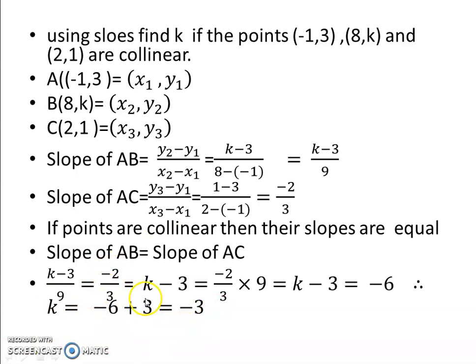Now here, what simplification did I take? The 9 in division goes to the other side as multiplication. 3 threes are 9, and 3 into minus 2 is minus 6. So k minus 3 is equal to minus 6, and k is equal to minus 3. So from this slide we have proved today's lecture.